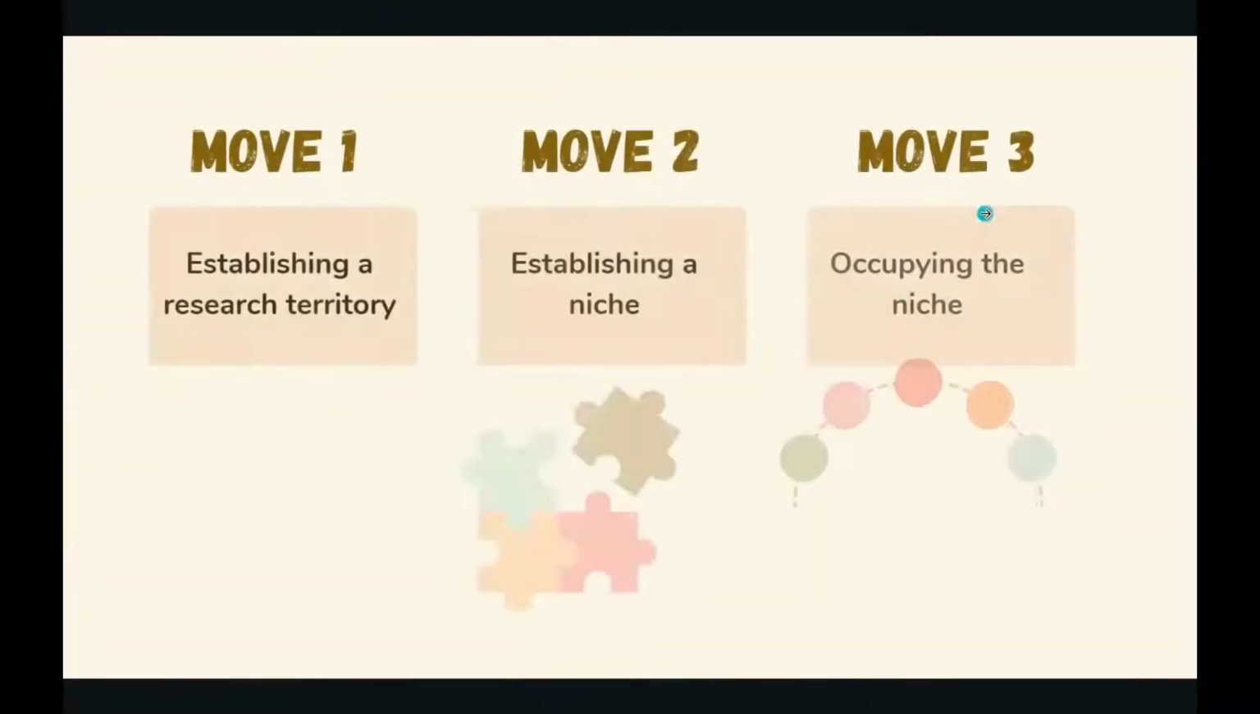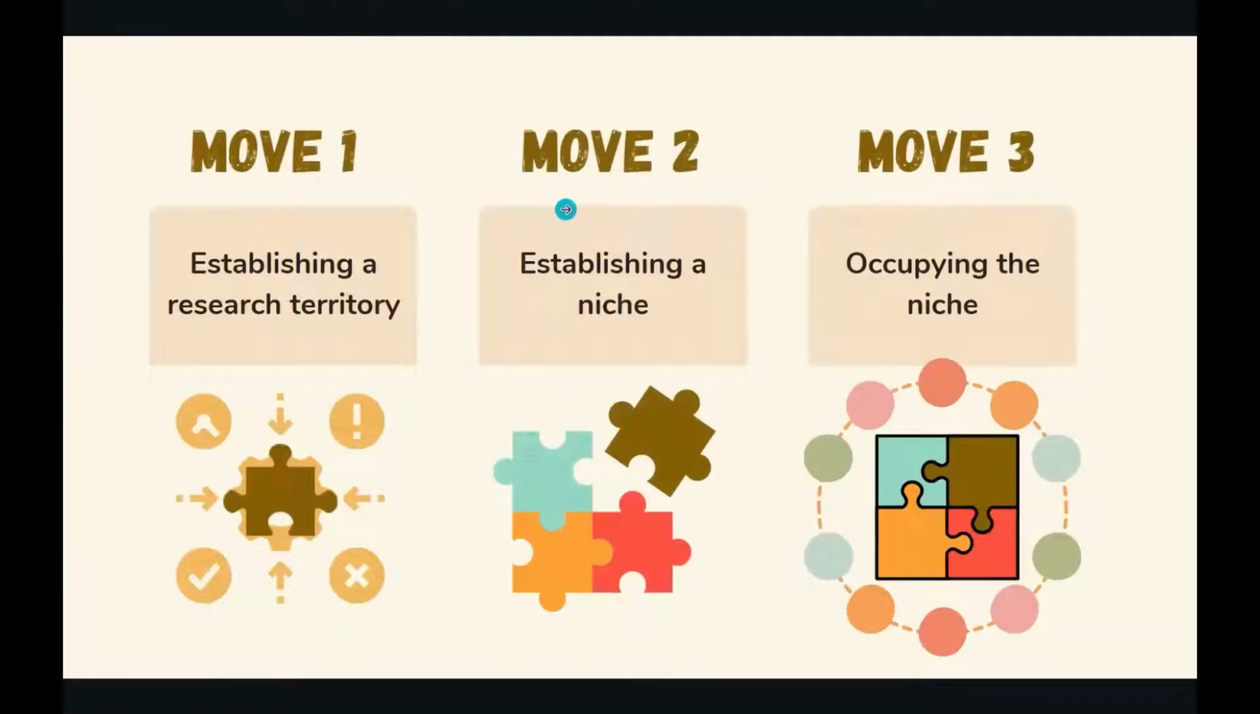Now let's get to know the different moves. So we have three in total. We have move one, establishing a research territory, move two, establishing a niche, and then move three, occupying the niche. So let's discuss them one by one.